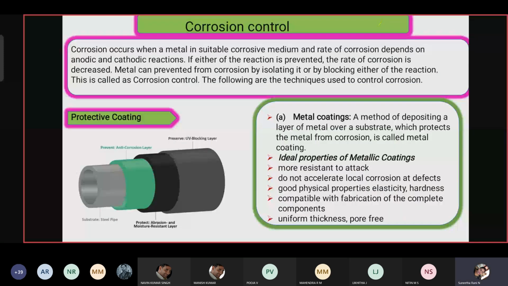Galvanization or metal coatings. In metal coatings, we have cathode metallic coating and anode metallic coating. Cathode metallic coating is coating a metal which acts as a cathode on the surface of a base metal. Anode metal coating is coating an anode metal on the surface of a base metal which is already an anode metal. This type of coating is called anode metal coating.